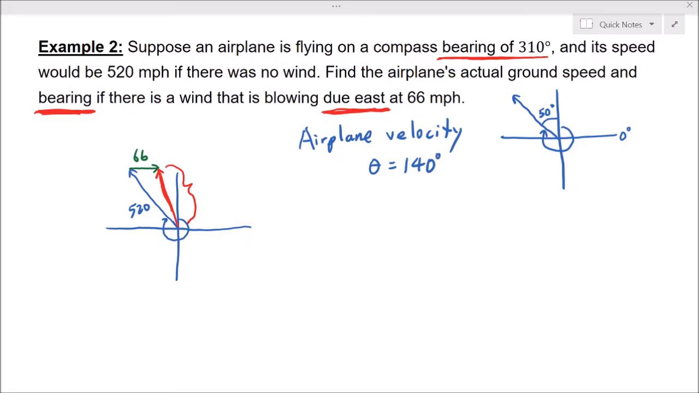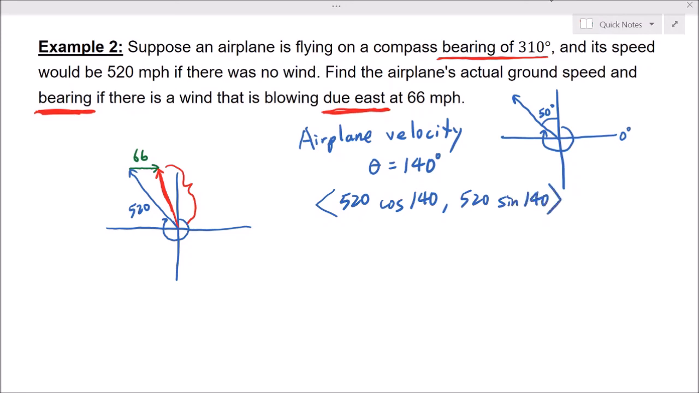And now we can find the component form of that, right? It is magnitude's 520, times cosine 140 degrees, comma 520 sine 140 degrees.